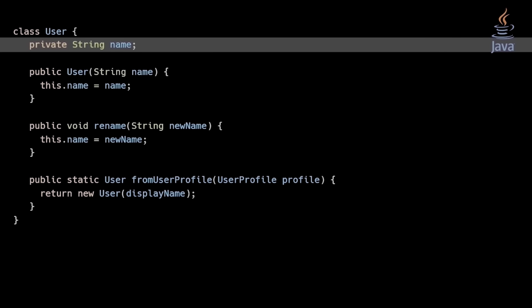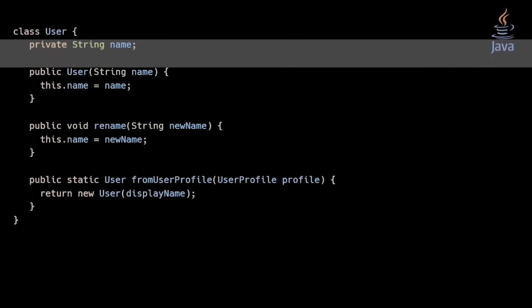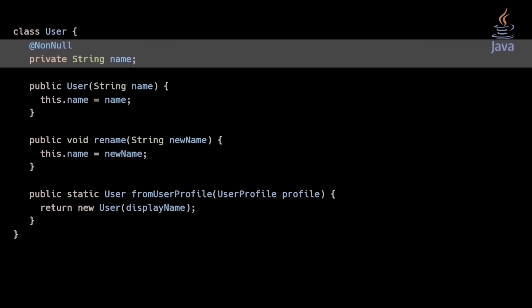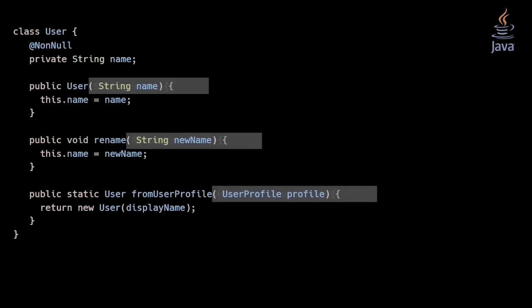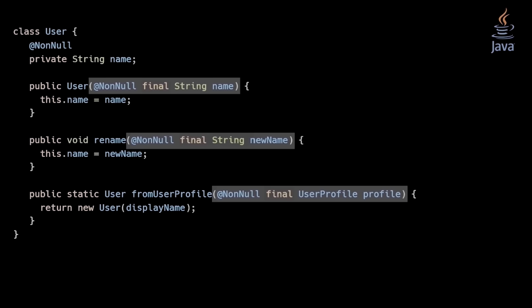To enforce that, we import an external library like Lombok, which provides us with a non-null annotation. We also want to make sure null values cannot be passed to our functions. Next, we want to enforce that our function arguments cannot be mutated within the functions by marking them with the final keyword.